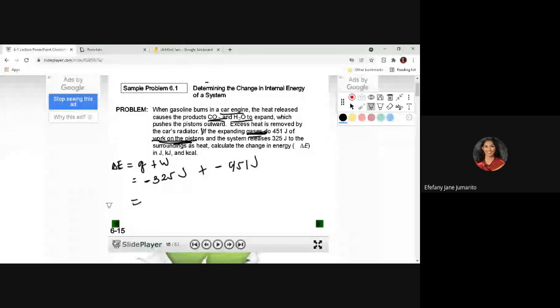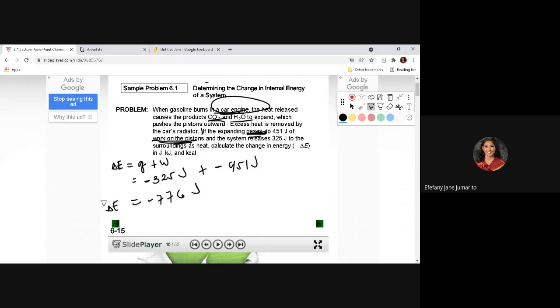So the internal energy is negative 776 joules. Meaning this is the amount of energy that the system has released to the surroundings in order for the engine to work, in order for the car to move. So it will release negative 776 joules.